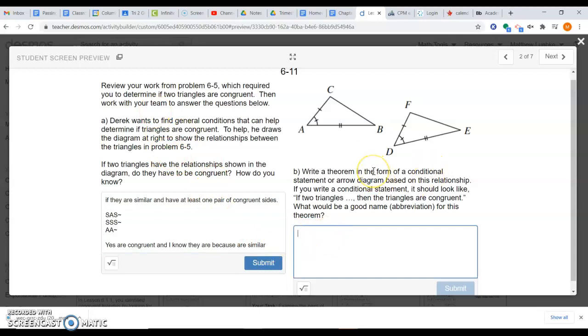It tells us next to write a theorem in the form of a conditional statement saying if two triangles blank, then the triangles are congruent. The answer I'm looking for here was: if two triangles have two pairs of congruent sides with a congruent angle between them, then the triangles are congruent. Okay, and we call that side, angle, side congruency. And usually we use our congruency symbol. I don't have that on my keyboard, so I'm saying side, angle, side congruency. And that's the first of 5 congruency conditions that we're going to learn in this lesson.